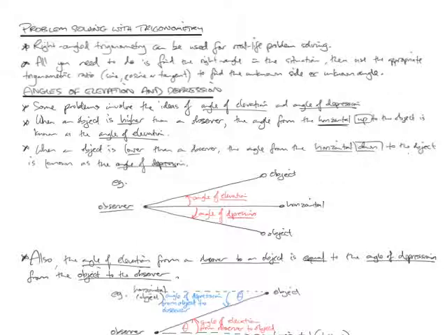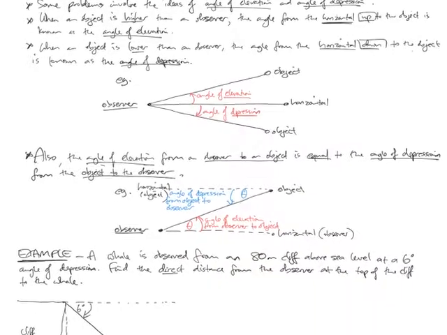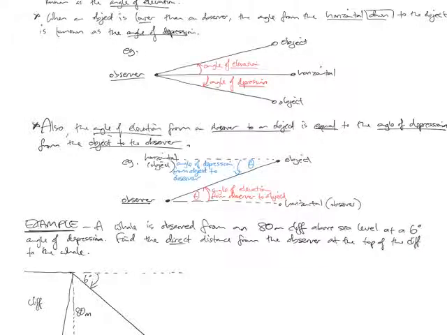When an object is lower than an observer, the angle from the horizontal down to the object is the angle of depression. So if you've got the observer here, the horizontal is directly in front. If the object is lower than the observer, then there will be an angle of depression down from the horizontal to the object. The other thing to note is if you've got an angle of elevation from an observer to an object, that's actually going to be equal to the angle of depression the other way around, so from the object down to the observer.